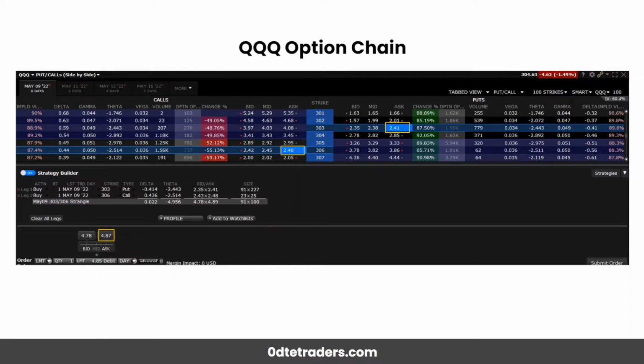Let's take a look at an example. So this is the option chain for the QQQ. We would be looking at 1 to 2 out of the money. In this case, we bought the 303 put and the 306 call for a net debit of 4.87. As I said, we would execute at the asking price to get immediate execution.